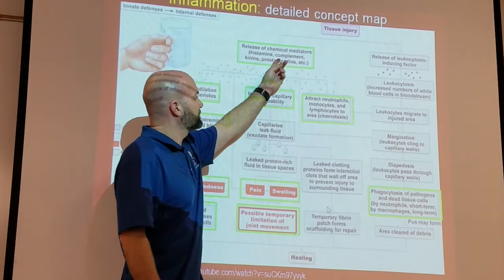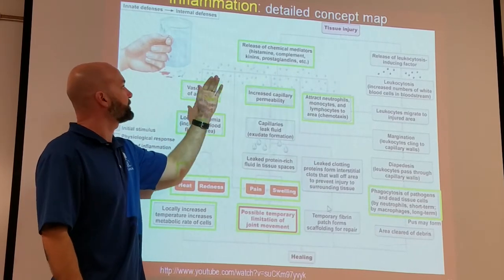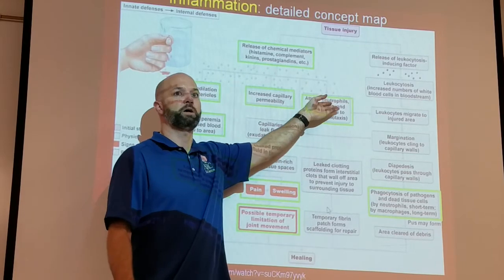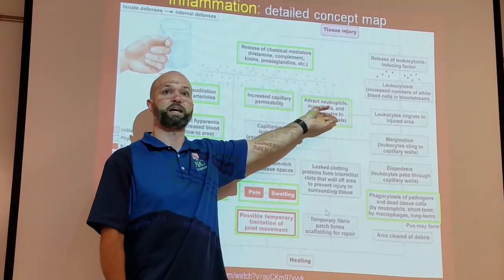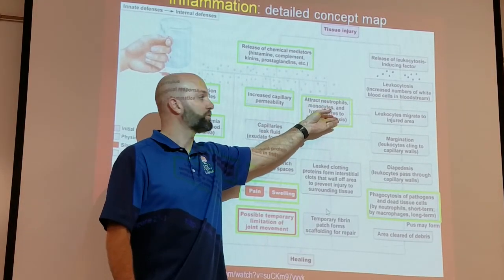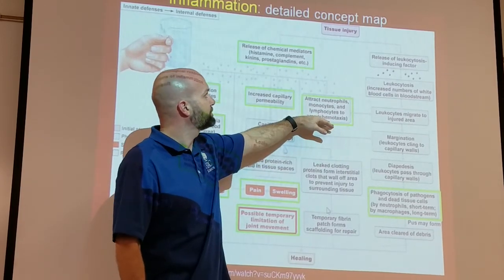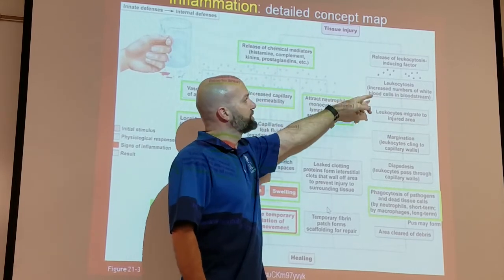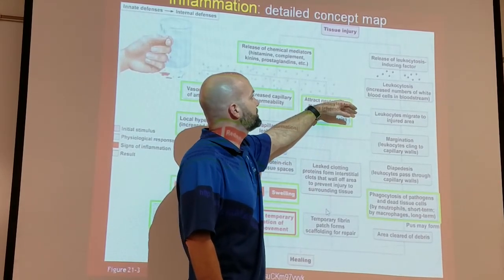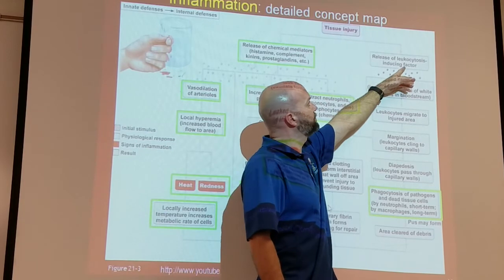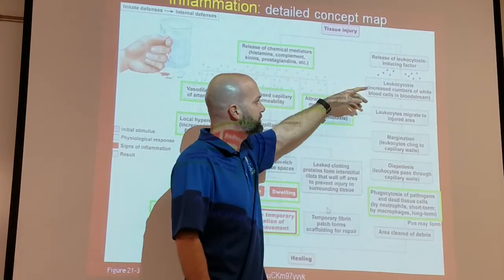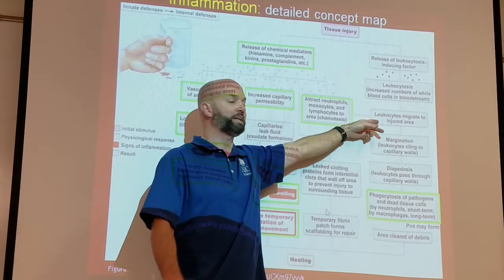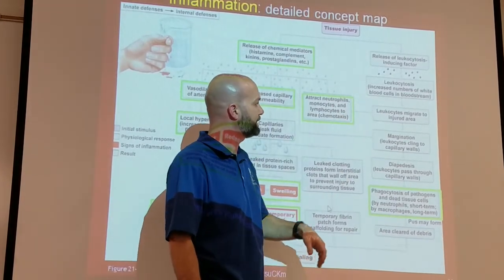These chemicals, like histamine, that increase blood flow and capillary permeability, can also act as agents of positive chemotaxis. So they can call over white blood cells. Leukocytosis is increased number of leukocytes. So some of these chemicals, like leukocyte-inducing factor, increase the number of white blood cells. Plus, they know where to go. They're following the chemical signal. They migrate to the area.